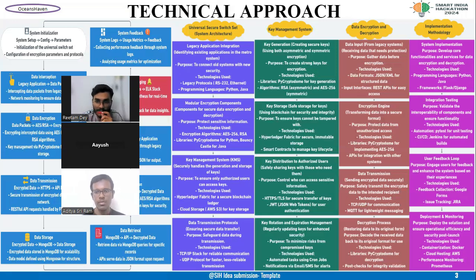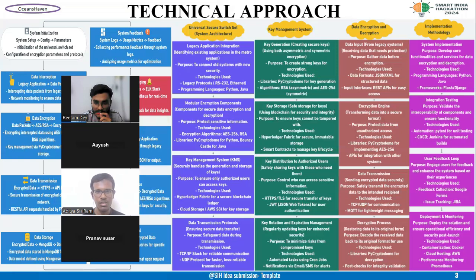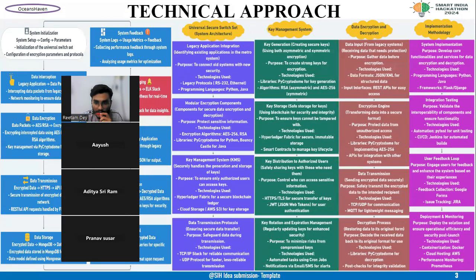Next comes data encryption and decryption. First, data input. The purpose is to gather data for encryption. Technologies used are JSON and XML for structured data and REST APIs for easy access. Next is the encryption engine. The purpose is to protect data from unauthorized access. Technologies used are the PyCryptodome library for implementing AES-256 and APIs for integrating with other systems.